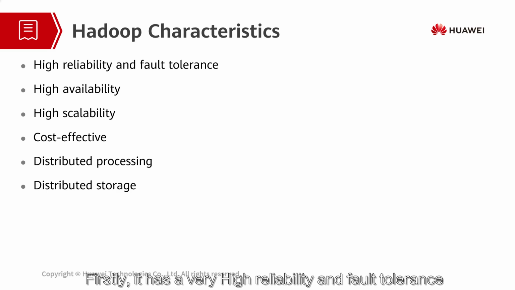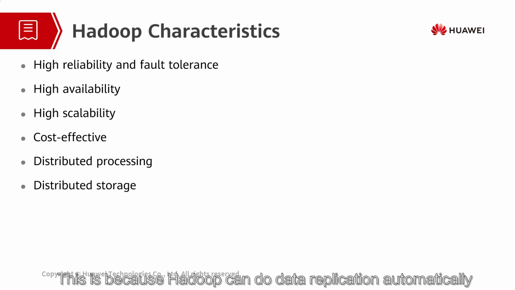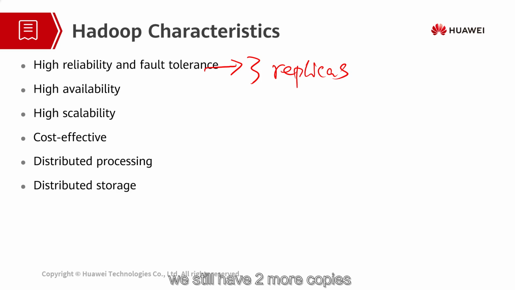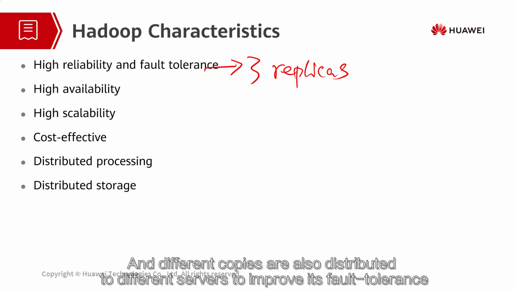Firstly, it has a very high reliability and fault tolerance. This is because Hadoop can do data replication automatically, and the default replication factor is 3. So we say it is 3 replicas. This means that if there is 1 copy lost, we still have 2 more copies. And different copies are also distributed to different servers to improve its fault tolerance.